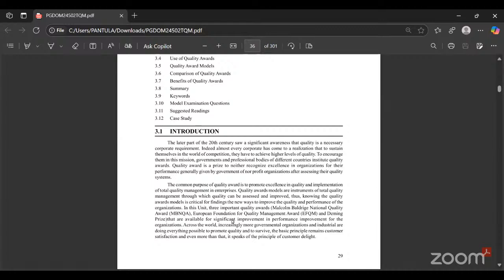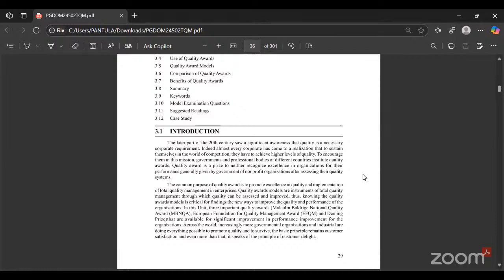In the 20th century, we have seen significant awareness of quality as a corporate requirement. Every product is going to be a good one. Otherwise, as in the last class, failure of quality. We have seen the OnePlus mobile recently. They had a display problem. Once we updated the mobile phone, the display was getting cut. So we can say the 20th century saw significant awareness that quality is a necessary corporate requirement.